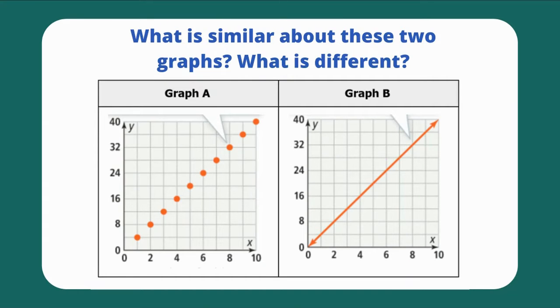So first I want you to take a look at these two graphs and think to yourself, what is similar about these two graphs and what is different? Pause the video for a moment and think. All right, hopefully you had a chance to think about these two graphs, and maybe you noticed that they share a lot of the same points, that their axes are labeled the same, and that they both appear to be going in a straight linear direction.